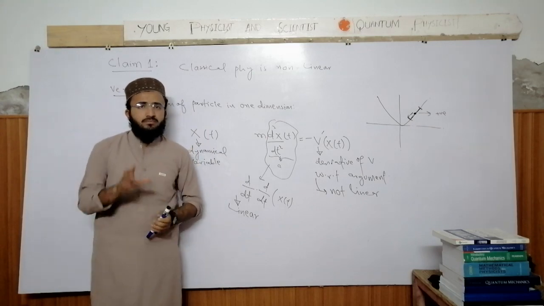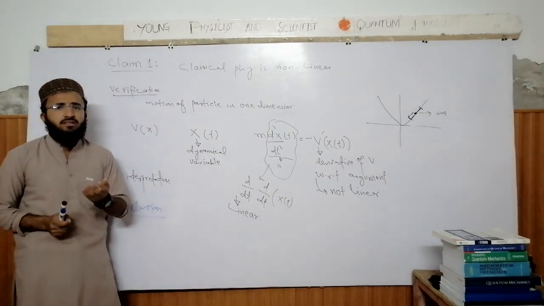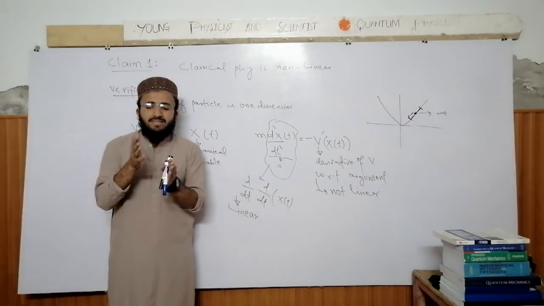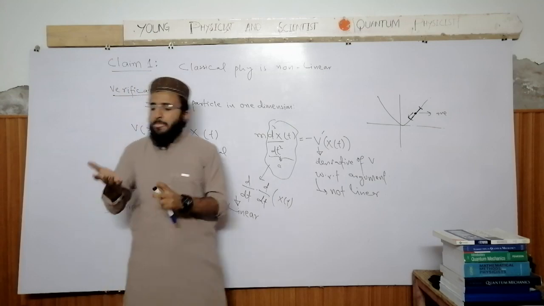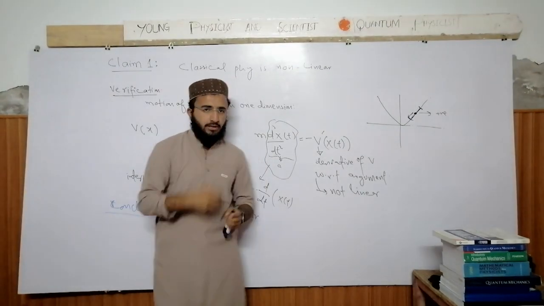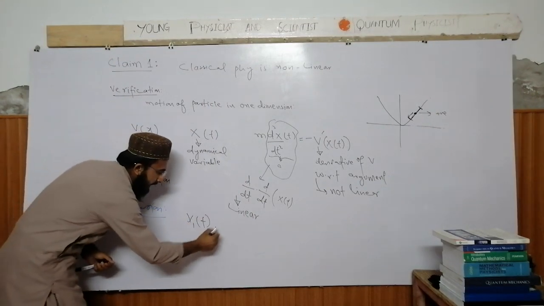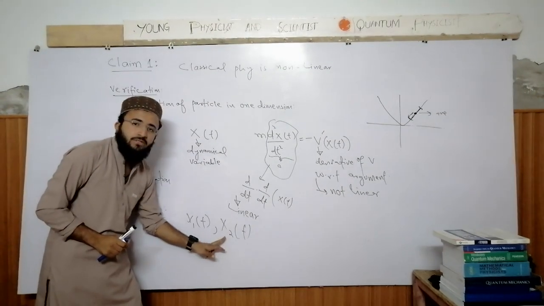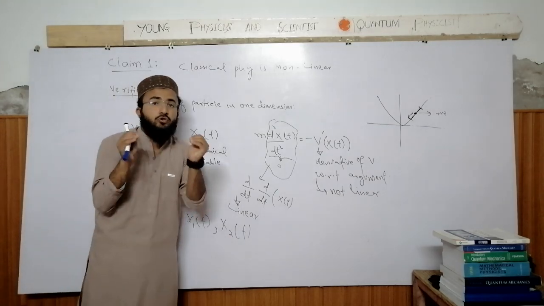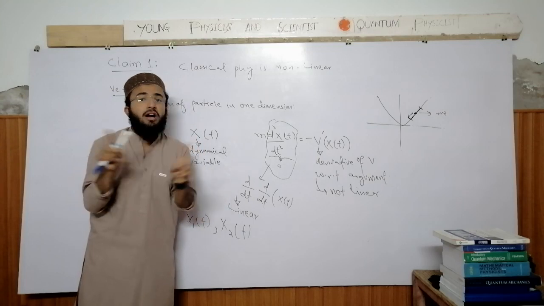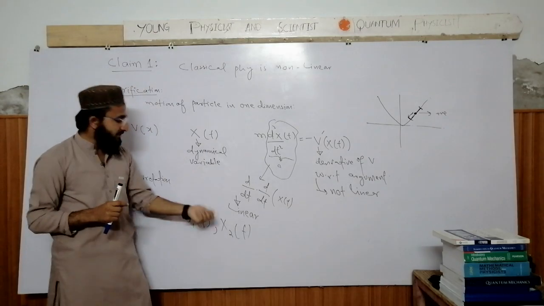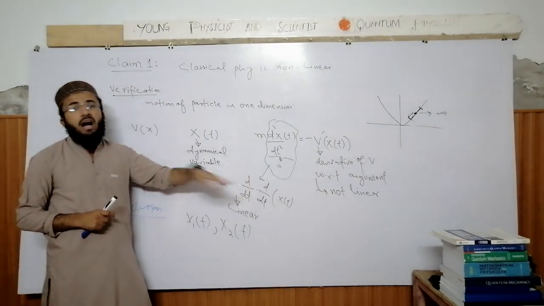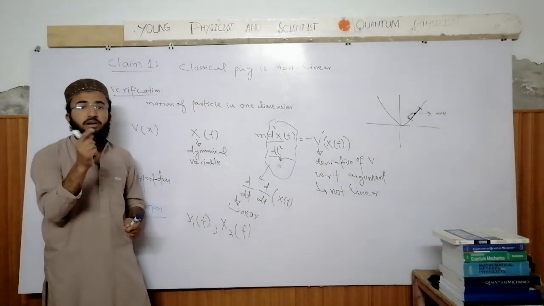But now the question is, what does it mean that classical physics or Newtonian mechanics is non-linear? My dear students, it means that it does not satisfy the condition of linearity. For example, if we have two solutions, x1 of t and x2 of t, non-linearity means that if these are solutions of an equation, then their superposition, meaning their sum, may not be a solution. We cannot guarantee that their sum is a solution. That means this is non-linear, or you can say it does not satisfy the property of sum and product.